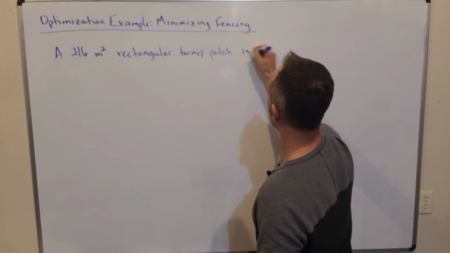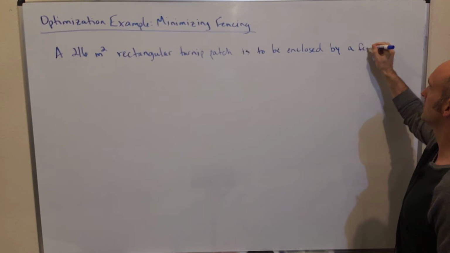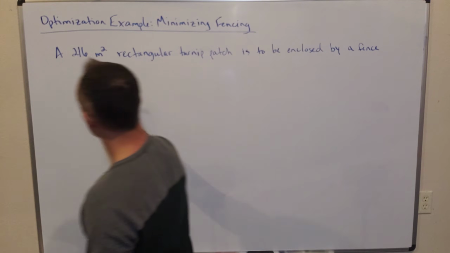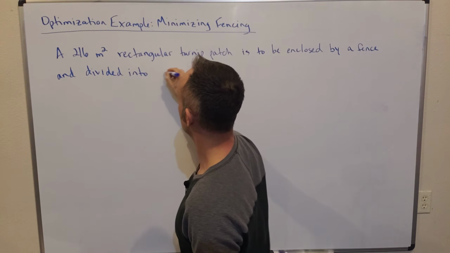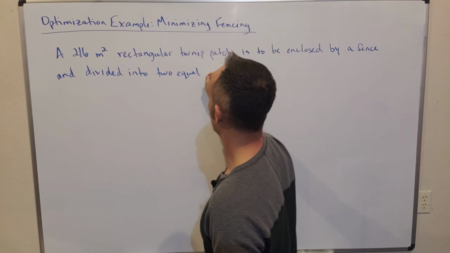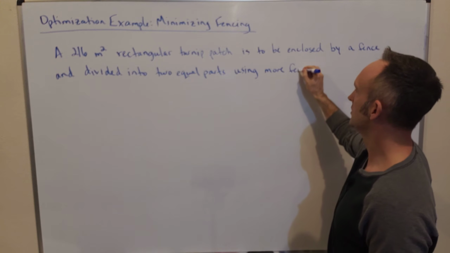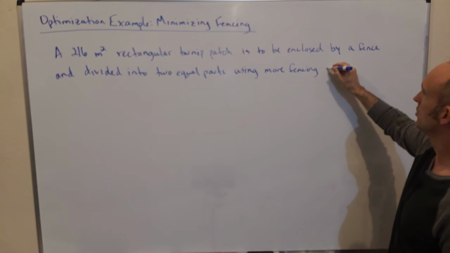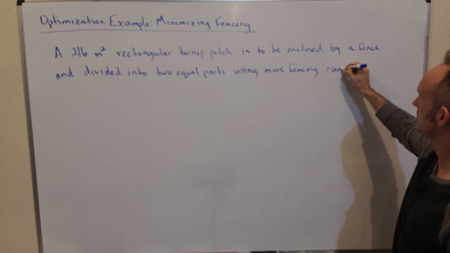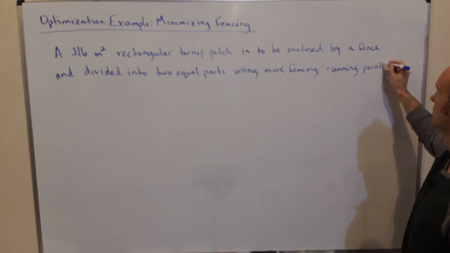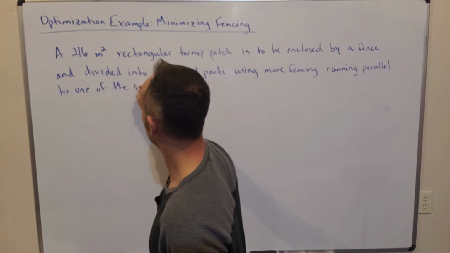is to be enclosed by a fence, and divided into two equal parts using more fencing, running parallel to one of the sides. Okay?